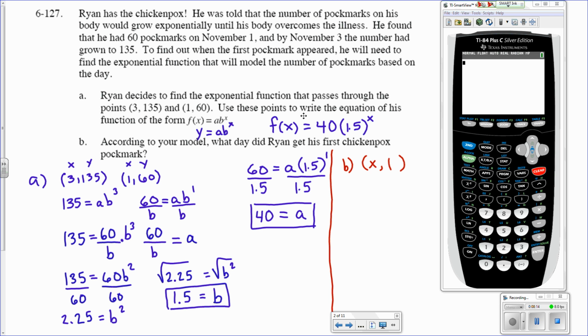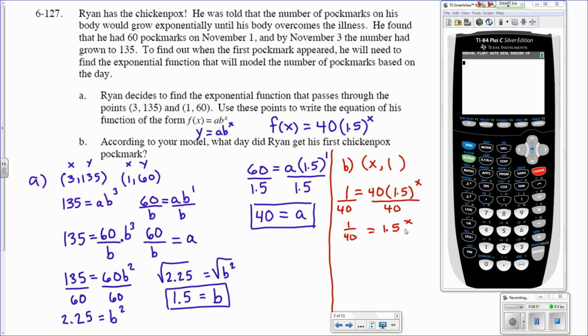We don't know what x is, but we know that whatever x is here, our f of x should have to equal 1. So we're going to substitute 1 in here. We're going to say 1 equals 40 times 1.5 to the power of x. And now we're going to solve it for x. So let's divide each side by 40. So 1/40 equals 1.5 to the power of x.